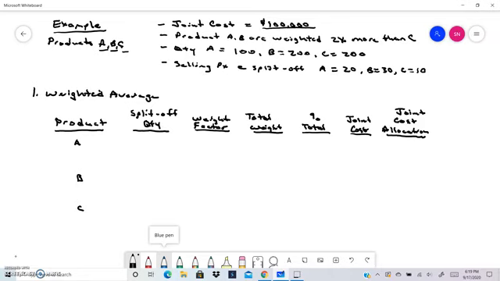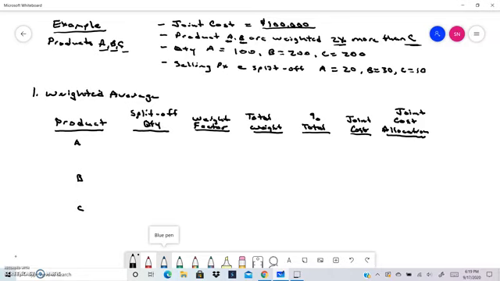So products A and B are going to be weighted 2 times more than C. So for complexity purposes, they must take twice as long, or involve twice the work, or involve twice the complexity. For whatever reason, they're weighted as twice as difficult compared to C.